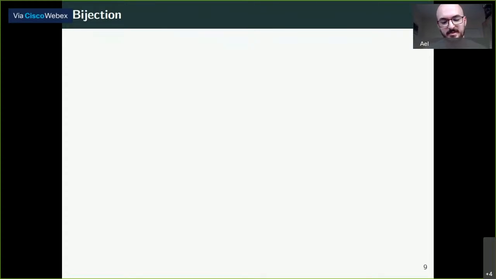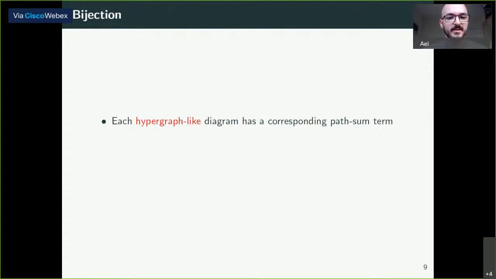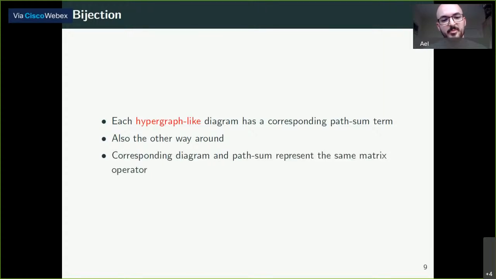One of the main results of our paper is that this translation is actually a bijection. So each hypergraph-like diagram has a corresponding path sum term, and it is also true the other way around. And something really important is that corresponding diagram and path sum represent the same matrix operator, so you don't actually change the operator doing this.